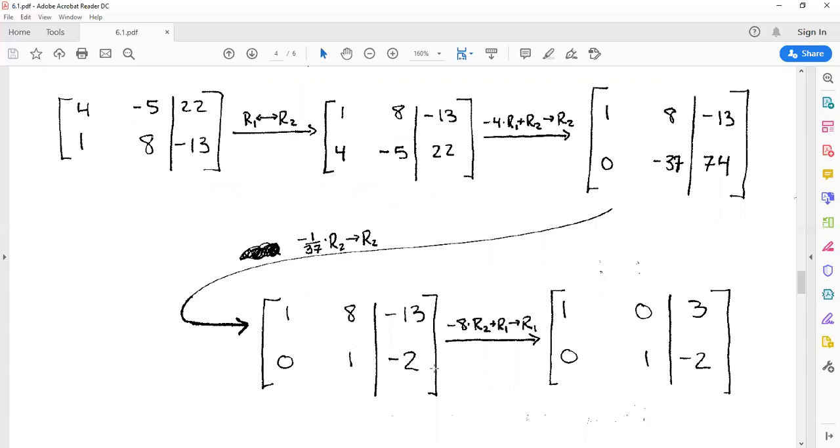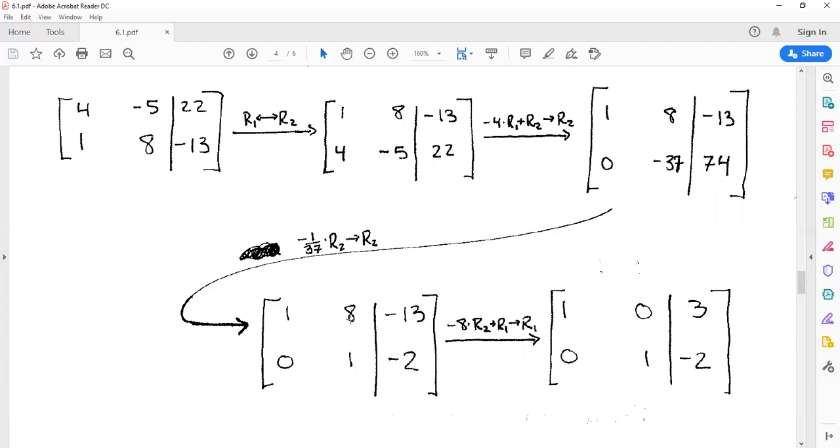Love it. Okay, and then don't forget to do it on the other side, too. That -1/37 times 74 gives us -2. All right. So now I've got my appropriate leading 1 in the second row here.